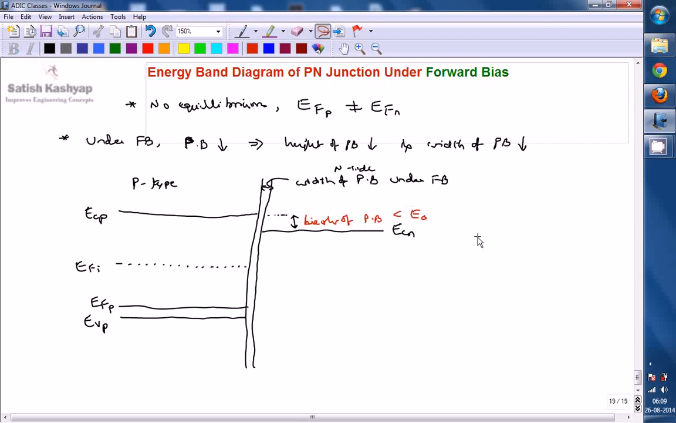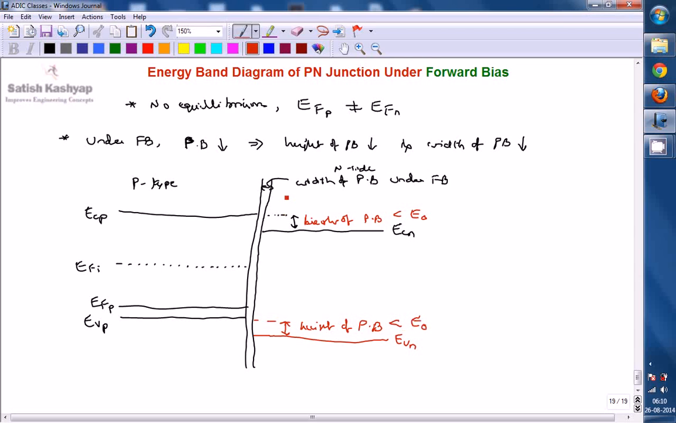than E naught. And here also, if it is EVP at that time, you can write it as, okay, EVN will be below this one. So this will be EVN, and the difference is going to be treated as the height of potential barrier. Now this height of potential barrier is less than E naught. E naught is the height of potential barrier under open circuit. So under forward bias, potential barrier height is reducing.